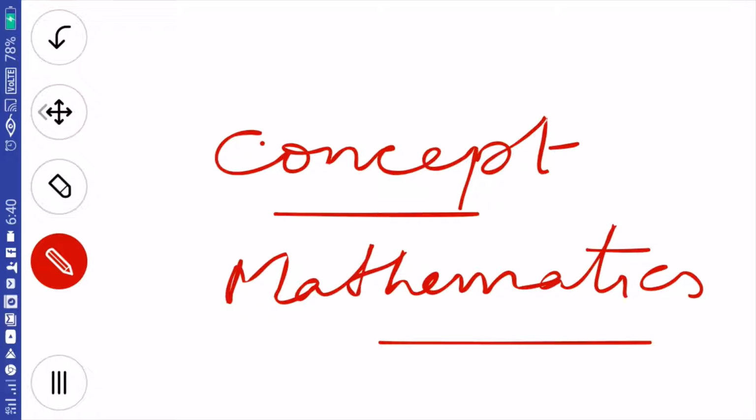Also, learners are focused on learning the process rather than the concept. If they were given the concept clearly at the right time, they would not feel mathematics is so difficult. So conceptual mathematics is very, very important. In the upcoming videos, we are going to see some of the mathematical areas conceptually.